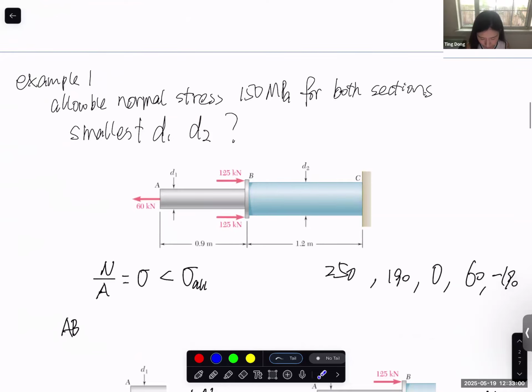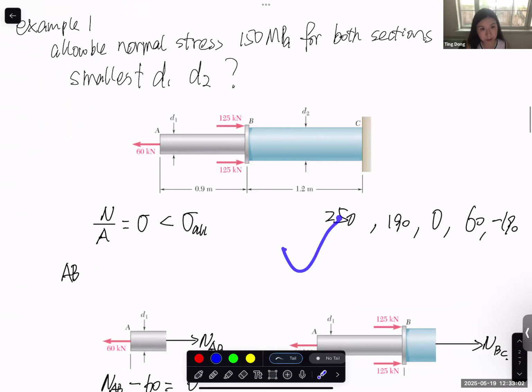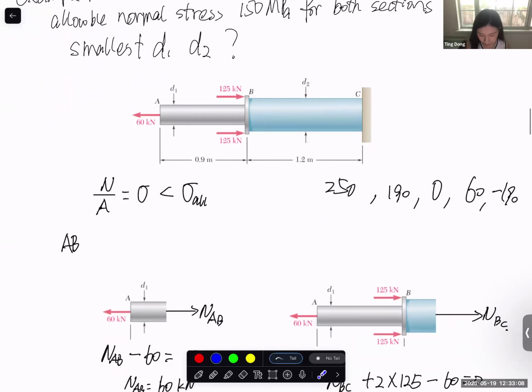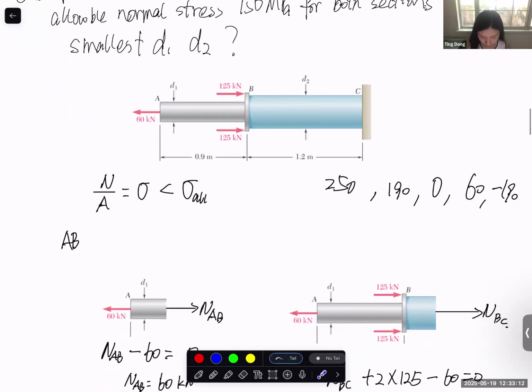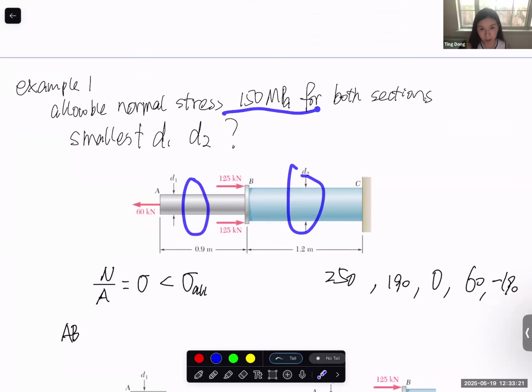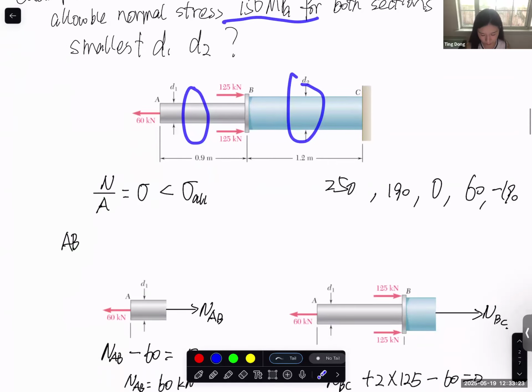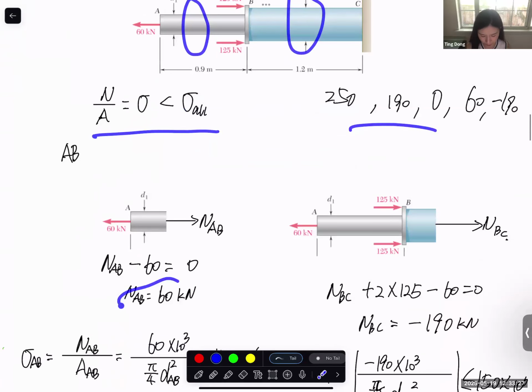This is for stress, and this is the first example we did in class. The first example is a straightforward application of the concept. The key thing here is we need to figure out the internal normal stress in this section and the internal normal stress in this section, and make sure that both of them are lower than 150. First step, find the internal normal force in AB and BC.